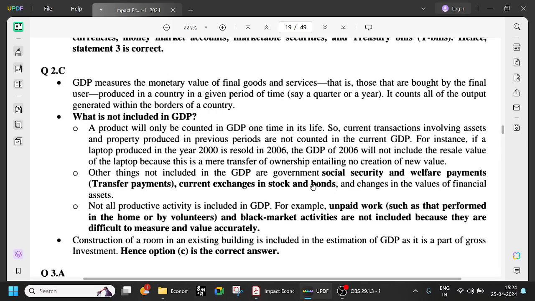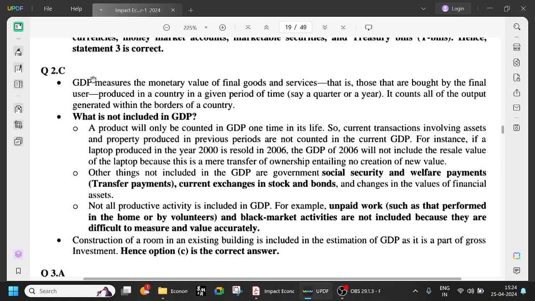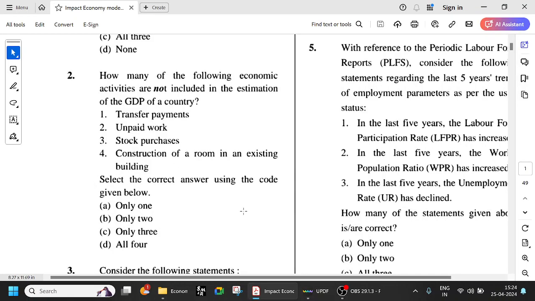Transfer payments are also not there. Okay, that's what we have seen, right? Stocks and all current exchanges are not there. Welfare payments, social security, all this is not there. Unpaid work, black market is not there. So transfer payments, unpaid work, stock purchases are not part of GDP. Okay, but construction of a room is. So how many are not included? Three. So option C. Okay, C is the answer. Fine.